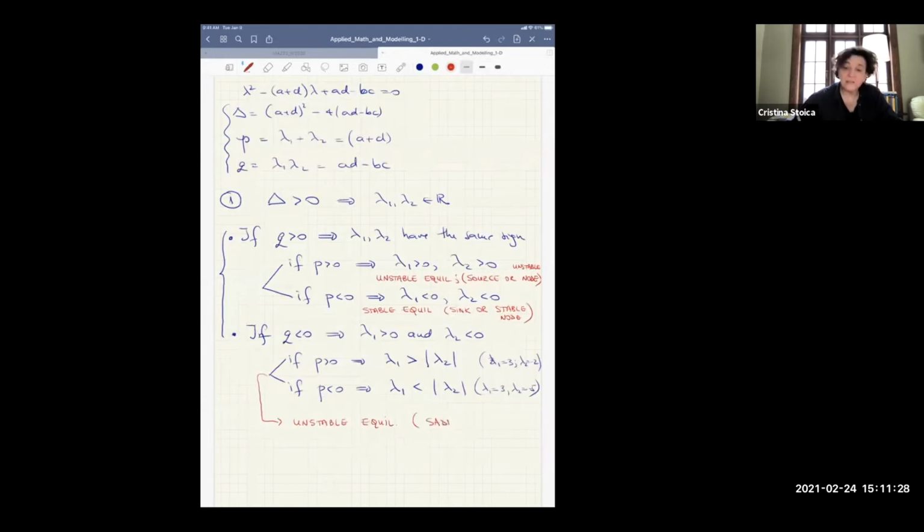And that's what we did, in detail. But now the story continues, right? So the story continues with the other cases. So case 2 would be when delta is 0. So in this case, lambda 1 equals lambda 2 and is in R, right? They're both real.